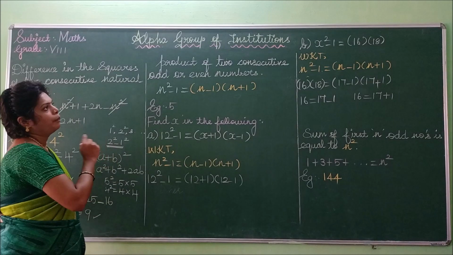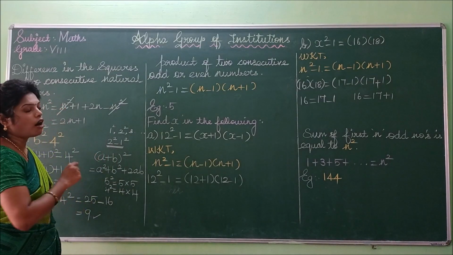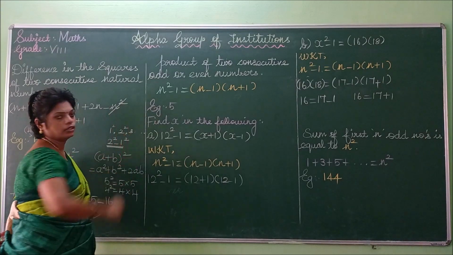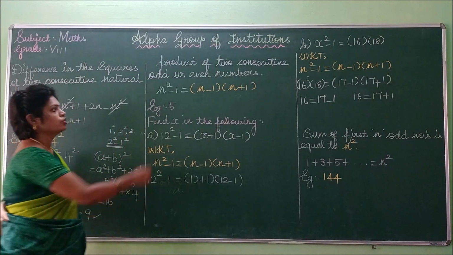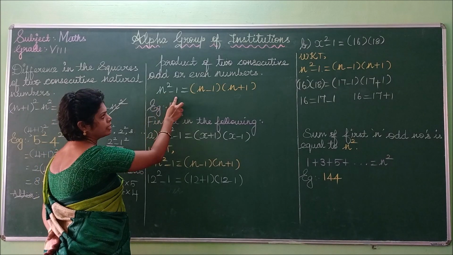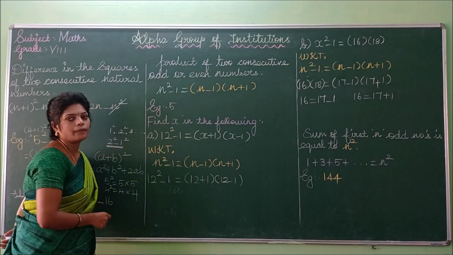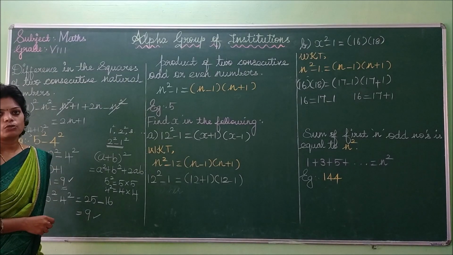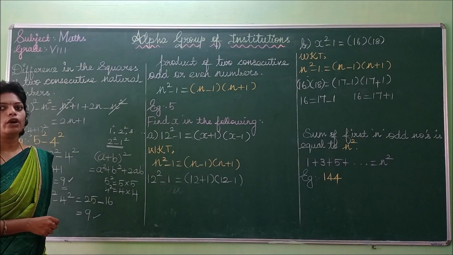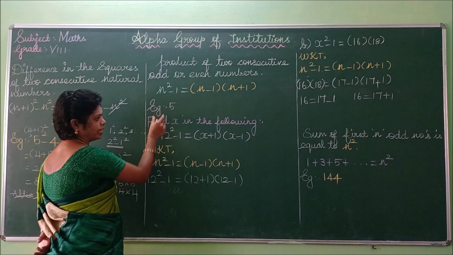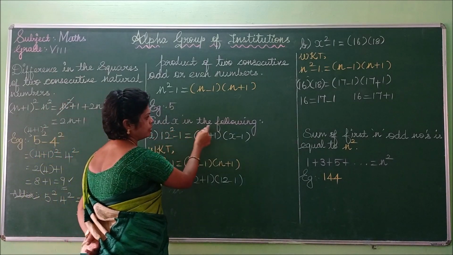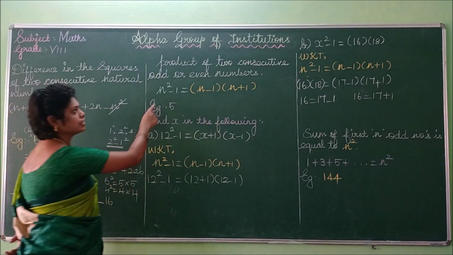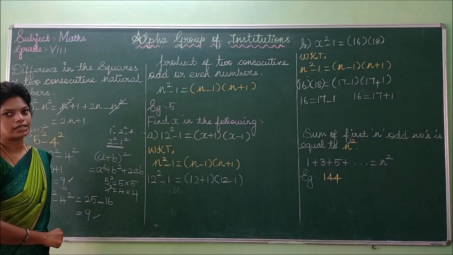And another one is the product of two consecutive odd or even natural numbers. So here also natural numbers. The general format is n square minus 1. So already you know the formula: a square minus b square is a plus b into a minus b. So for example, I am taking: find x in the following. Here they asked you to find the x value. Using this identity, you are going to find the x value.